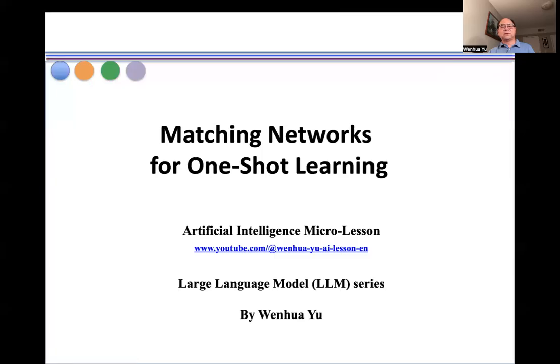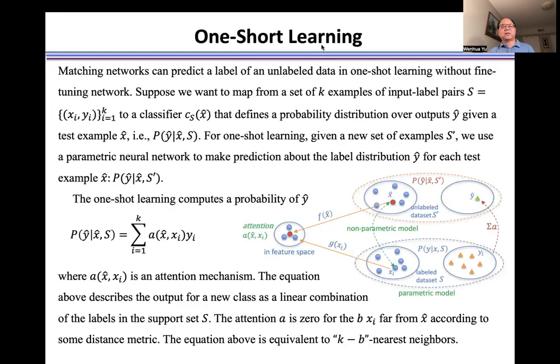In this video, I introduce matching networks for one-shot learning. Matching networks can predict a label of unlabeled data in one-shot learning without any fine-tuning of the network.